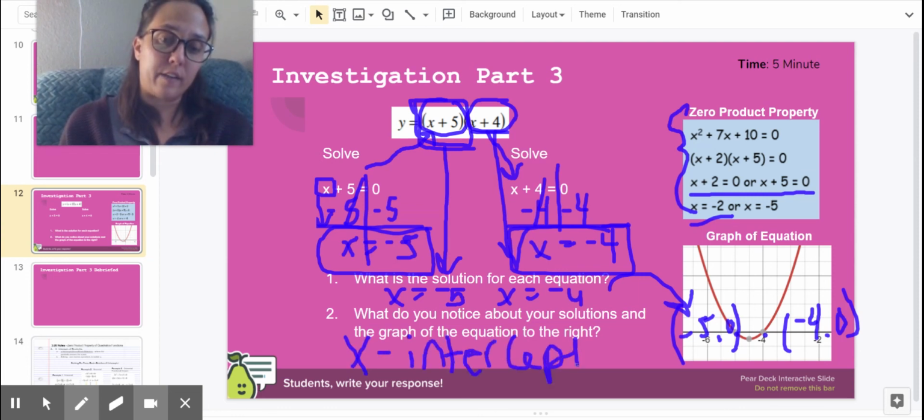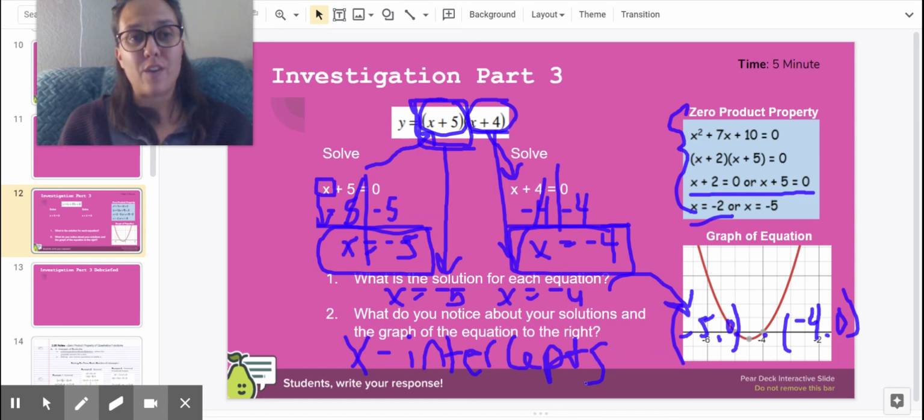of the quadratic function. So we've just learned how to solve for the x-intercepts, the zeros, the roots, the solutions, whatever you want to call it, of a quadratic function. And we did that by setting each of the factors equal to 0.